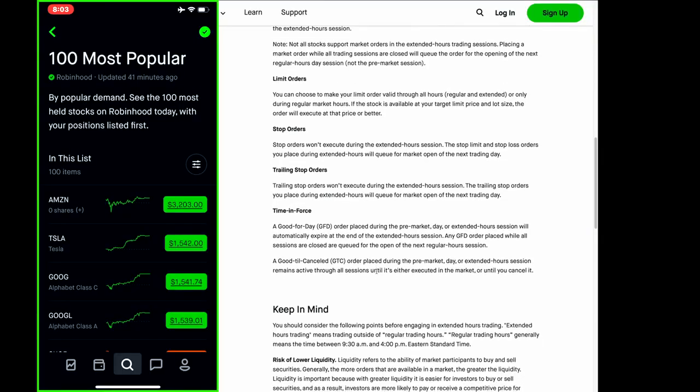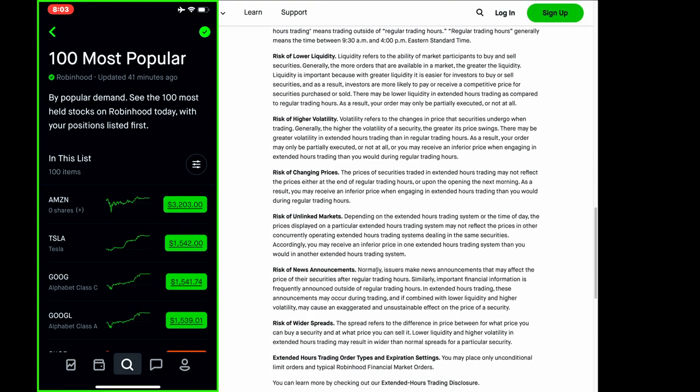But you definitely want to keep in mind all of these things that you see here on the screen when it comes to trading out of regular trading hours. It's not for the average Joe. You just want to be trading during the regular hours and keep it simple.